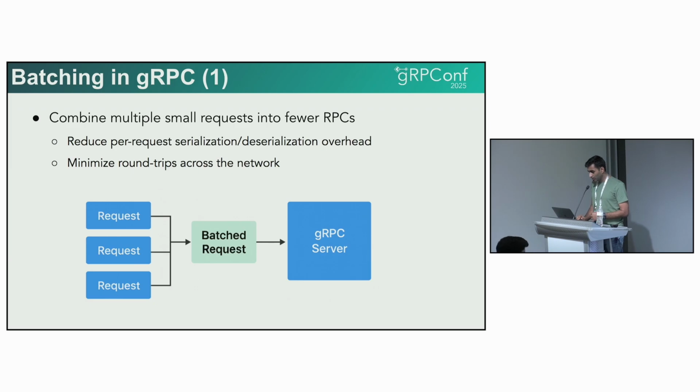Second, on the wire, if you have fewer calls, it will mean fewer round trips for the requests. It will also mean you will have fewer response and request headers. You will have fewer control flow events.